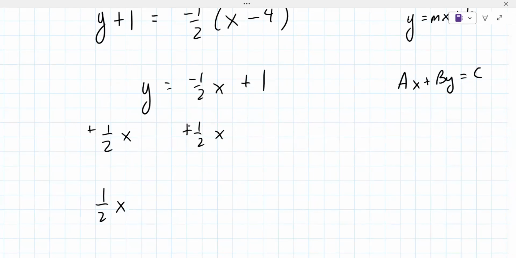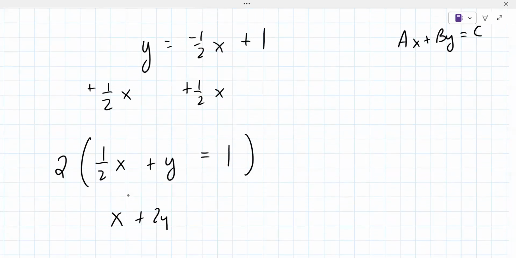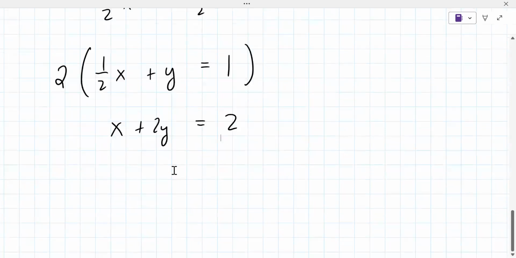So it's 1/2 x plus y equals 1. And then you multiply everything by 2 this time, not -2, because it's already positive. So I got x plus 2y equals 2, like that. So if it's subtraction, you add it to the other side. Does that make sense? And then you multiply whatever the denominator is. Now, if it's negative, that's when we multiply by a negative in front. Okay.